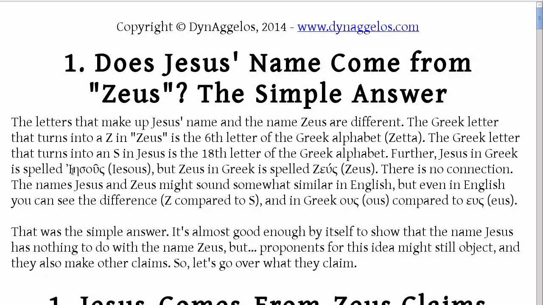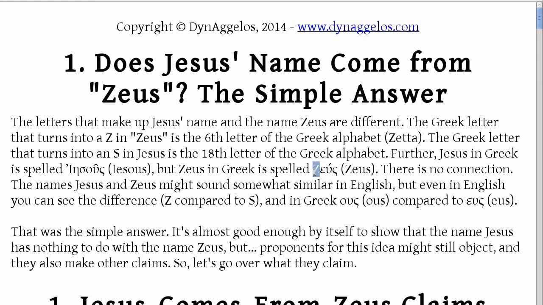This letter, the I-looking letter, is iota, this is eta, this is sigma, this is omicron, this is upsilon, and then the last one is just another form of sigma. So this is one form, this is another form, same letter, and it's pronounced Iesous. But Zeus in Greek is spelled zeta, epsilon, upsilon, and then final sigma.